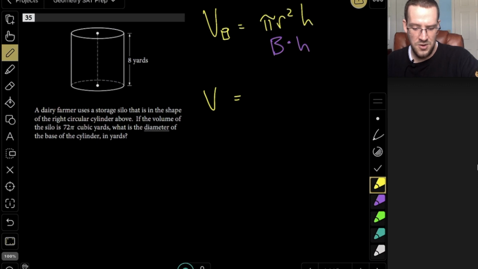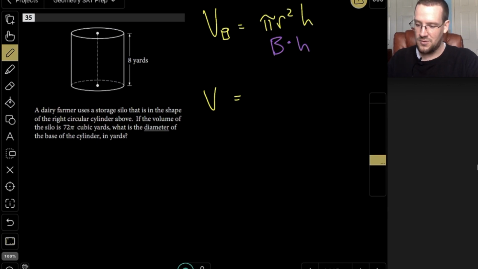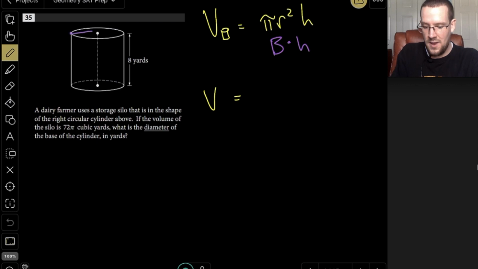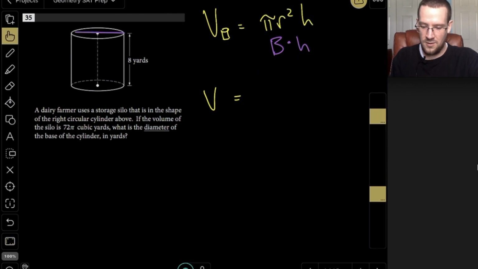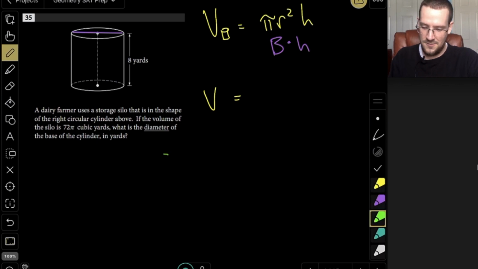It says, a dairy farmer uses a storage silo that is in the shape of a right cylinder above. If the volume of the silo is 72 pi cubic yards, what is the diameter? What is the diameter in yards? So the diameter is the whole way across the circle here. So what is that value? I'm just going to remind us that we're looking for this whole bit here. And don't forget that the diameter is the radius times 2.